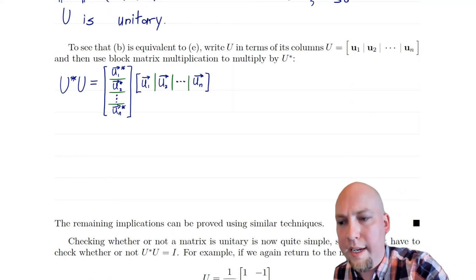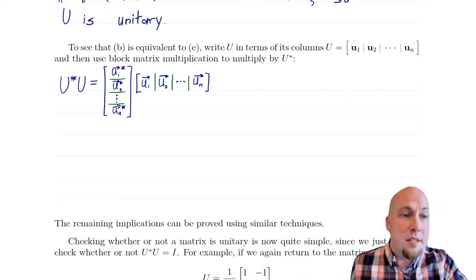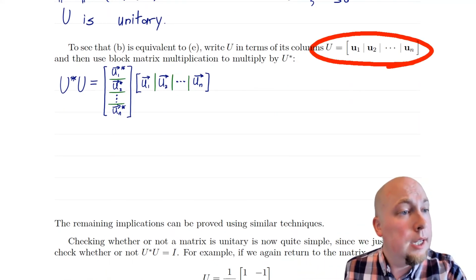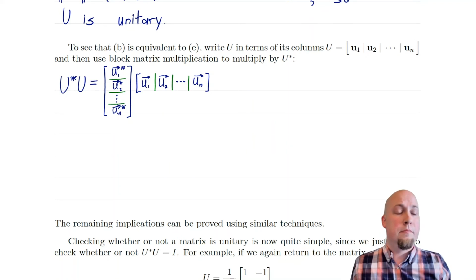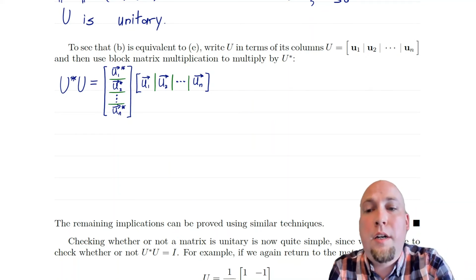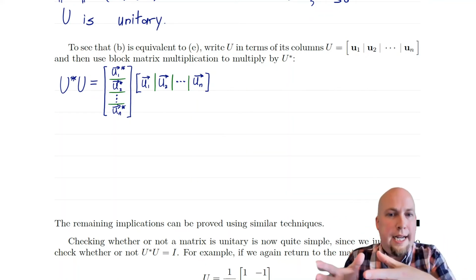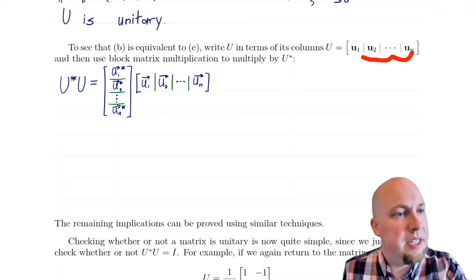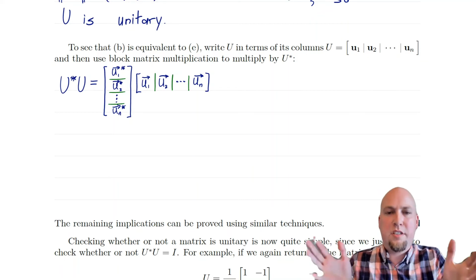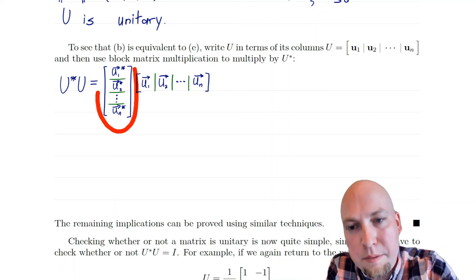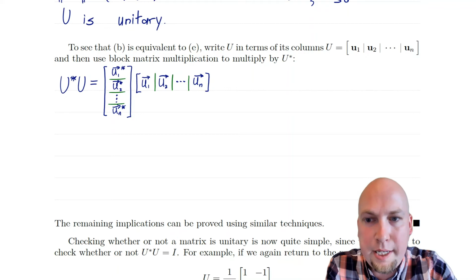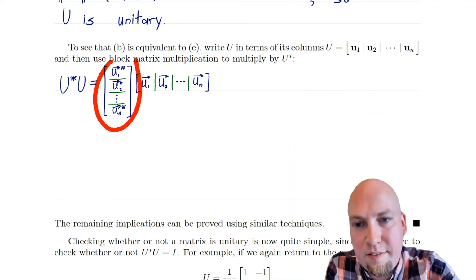We want to prove something about the columns of U, so let's start off by writing U in terms of its columns. Now let's compute this product, U star U. Again, we want to show that that being equal to I is equivalent to these columns forming an orthonormal basis. We're going to use block matrix multiplication to evaluate it. So U star is this first thing here.